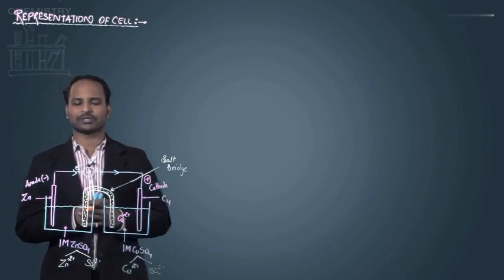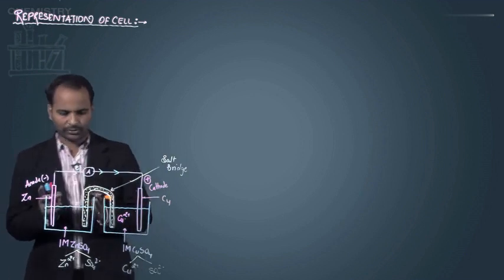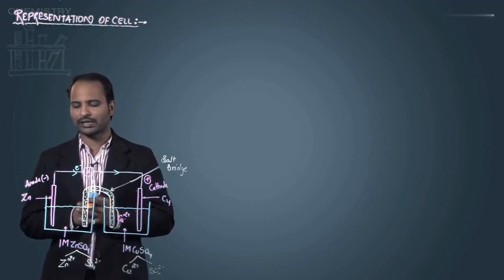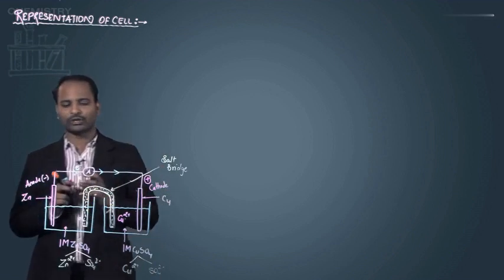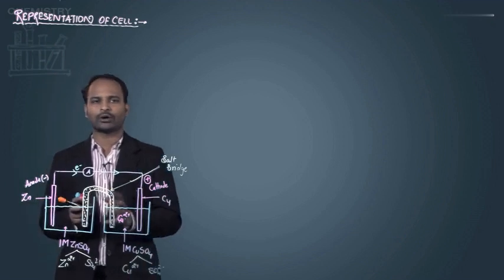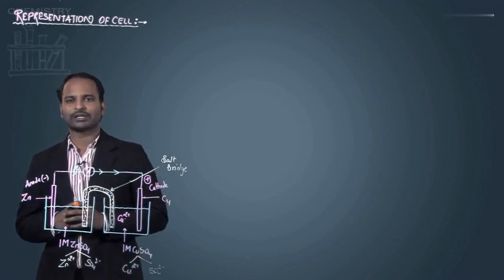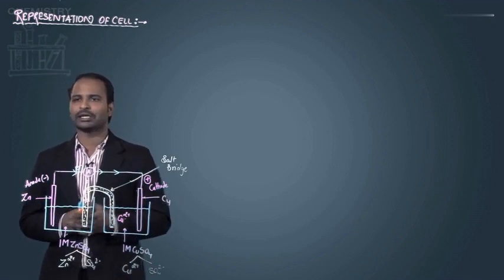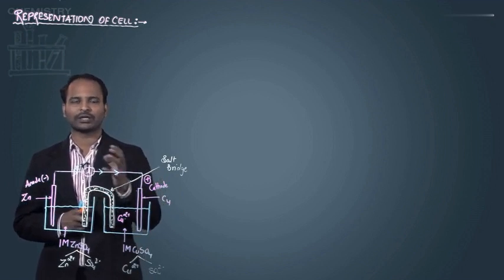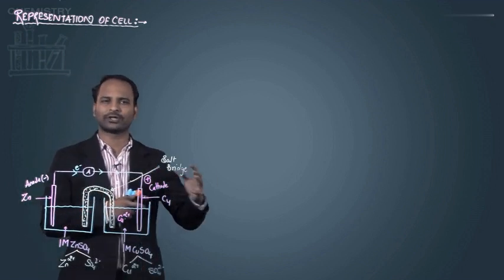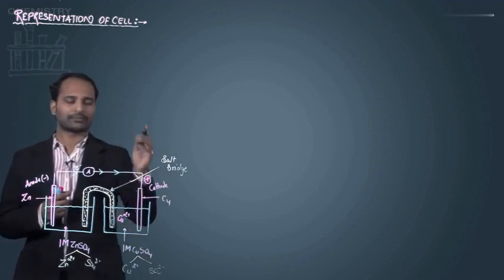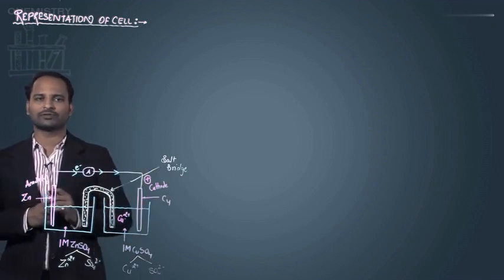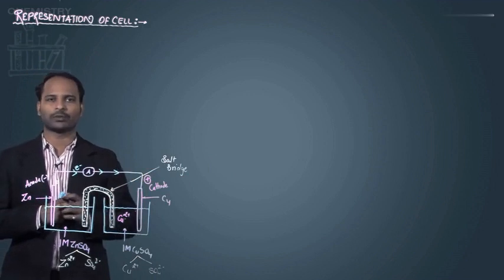Suppose I just want to represent the Daniell cell. For writing a cell, you have to write only those things which are different in all the cells. The different things are the electrode and the electrolyte. These are the two things which differ in different cells. The Daniell cell is made up of two half cells. One is zinc and the second is copper.